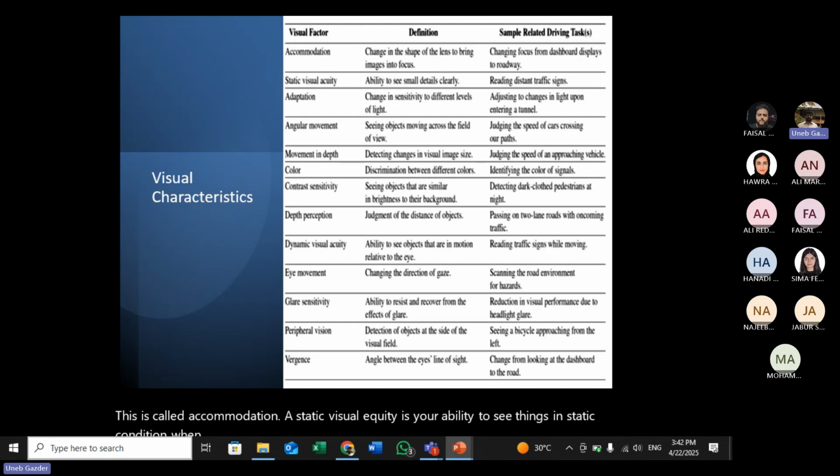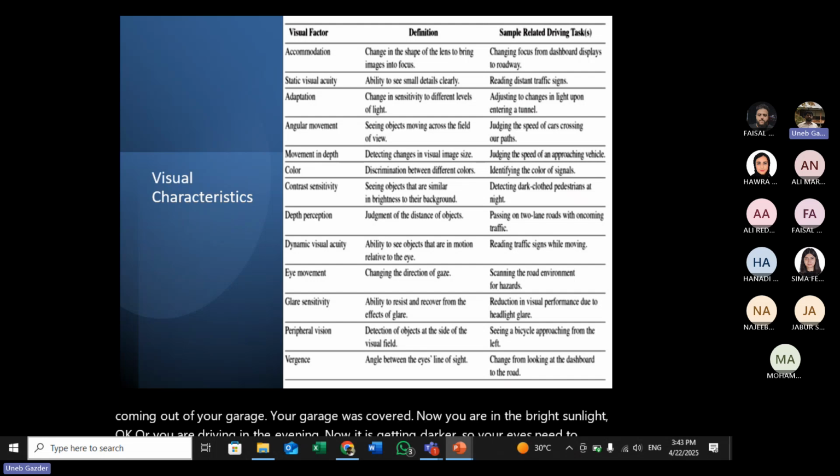Static visual acuity is your ability to see things in static condition. When you go for a driving license, they do the eye test, that is for static visual acuity. Obviously, without static visual acuity, you cannot read the sign, you cannot see your car, you cannot even start your car. Adaptation means to adjust in different light conditions. You are coming out of your garage, which was covered, and now you are in the bright sunlight. Or you are driving in the evening, it is getting darker, so your eyes need to adjust to the different light levels.